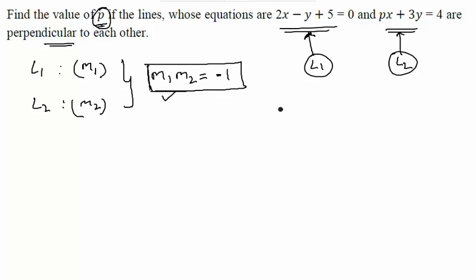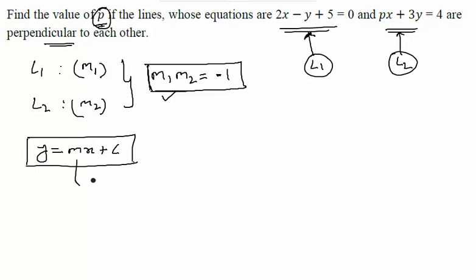So the easiest way of finding a slope of a line is to represent that line in the form y is equal to mx plus c. This is the slope intercept form of the line, right? And if you do this, whatever is the coefficient of x becomes your slope, right?